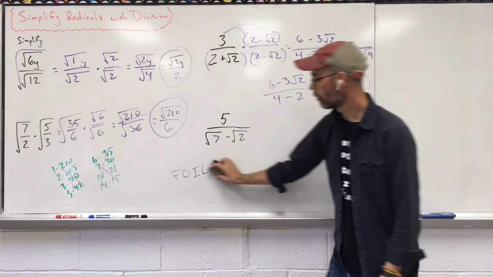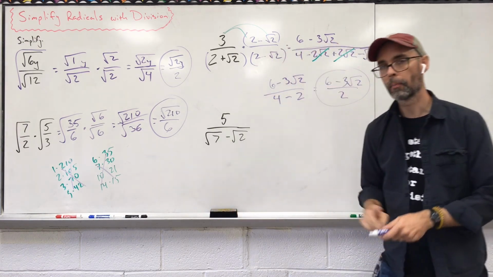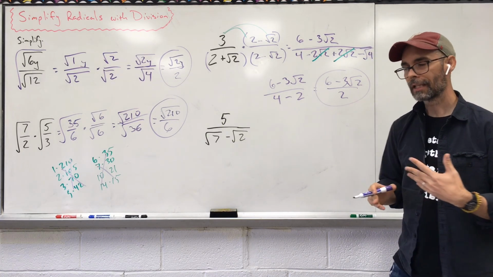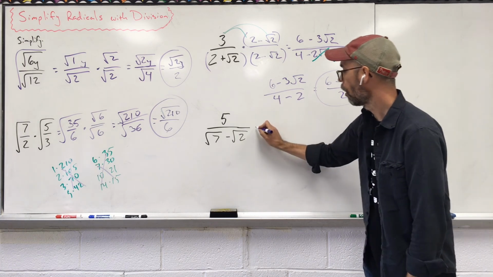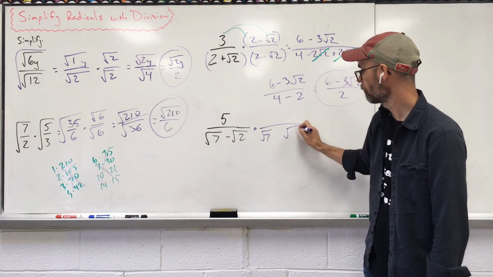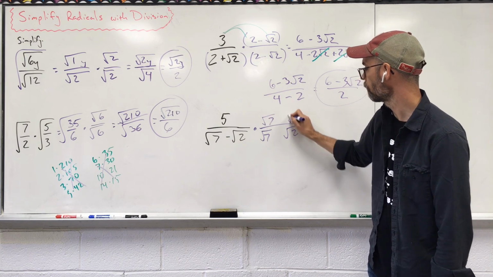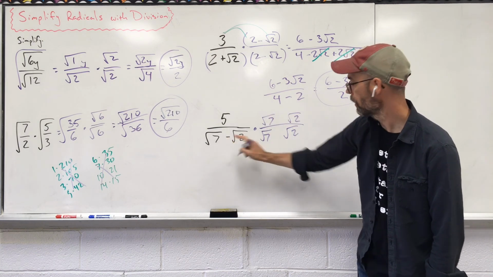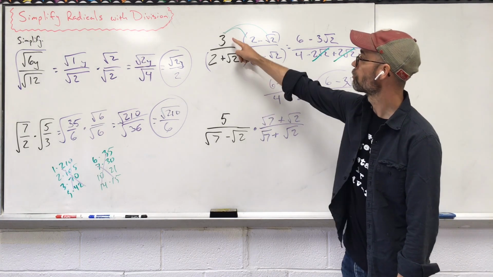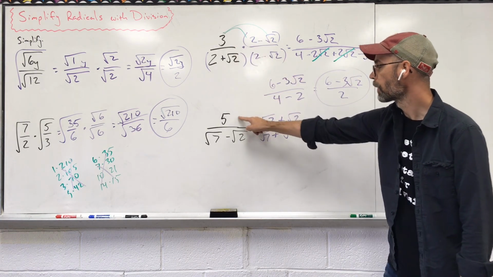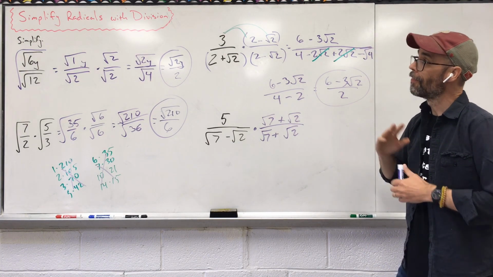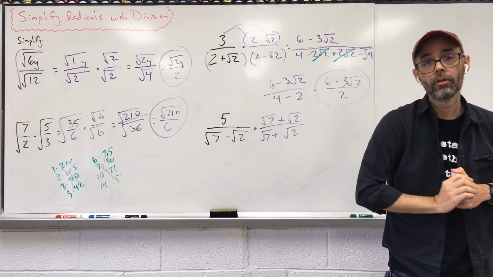Now, my last one. I'm not going to do this, but we can set it up. When it comes to rationalizing the denominator, we need to multiply by its conjugate. Our conjugate here, just to get us started, radical 7, radical 2, radical 7, radical 2. We have a minus sign, plus, plus. And now we're going to have to distribute the top, FOIL the bottom. And that is simplifying radicals using division.